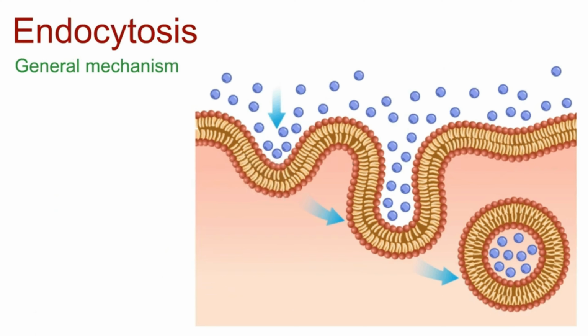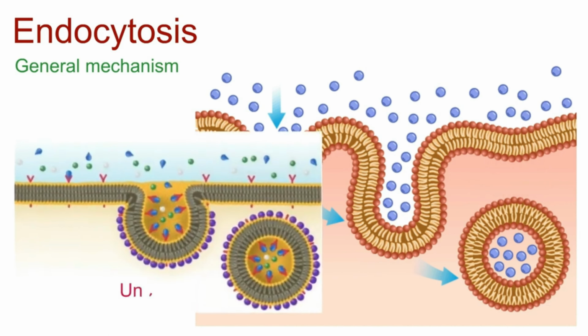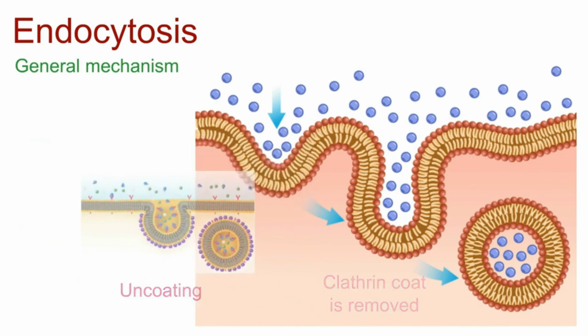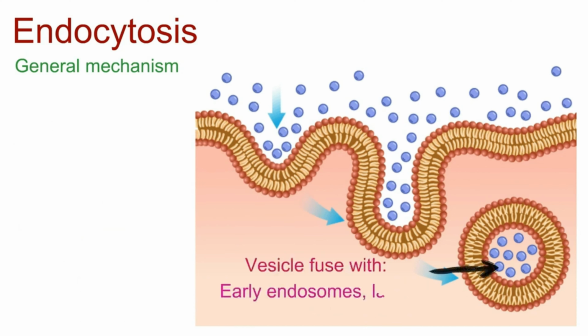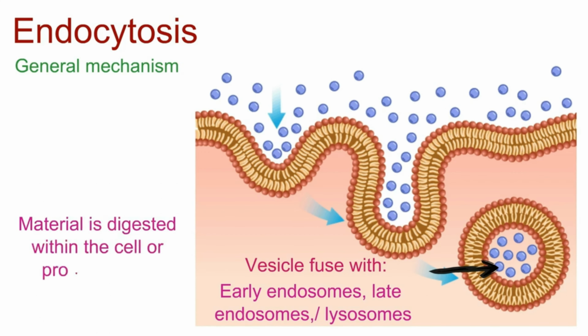The vesicle containing the internalized material is transported into the cell's interior. In the case of clathrin-coated vesicles, the clathrin coat is removed. Depending on the type of material taken up, the vesicle may fuse with early endosomes, late endosomes, or lysosomes. In some cases, the material is digested within the cell or processed for recycling.